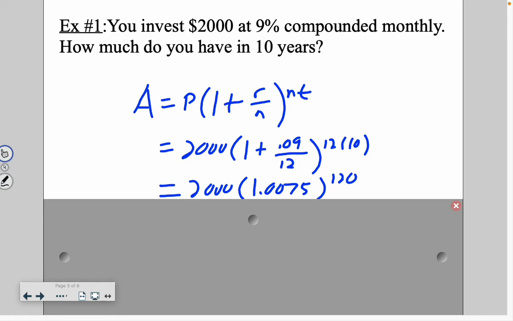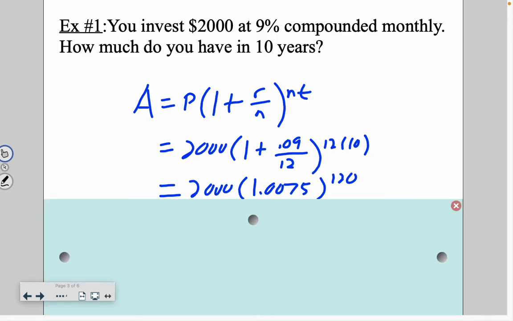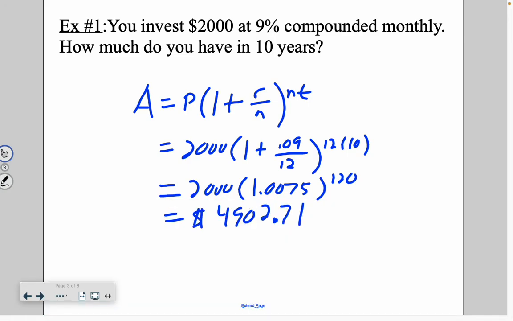And then at that point, if you type that into the calculator, you get the answer that 10 years later, that $2,000 has turned into $4,902.71. So you have about 2.5 times what you started with.